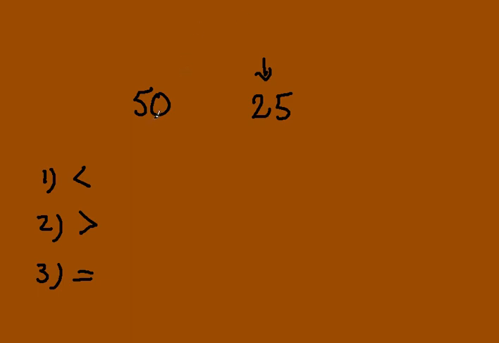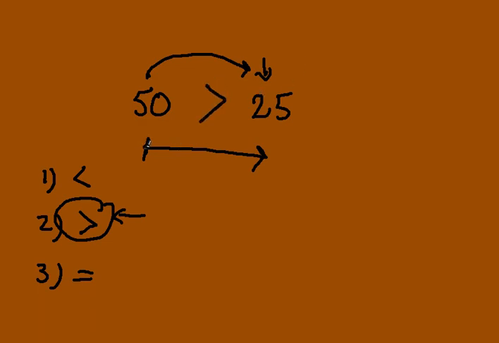Again, guys, remember to read it from left to right. Don't try to say, oh, 25 is less than 50. No, no, no. Read it from left to right. Look at 50 and say, what do you think 50 is? Is 50 less than 25? Is 50 greater than 25? Or is 50 equal to 25? Obviously, from what we know, 50 is greater than 25. So we will use that symbol. 50 is greater than 25.